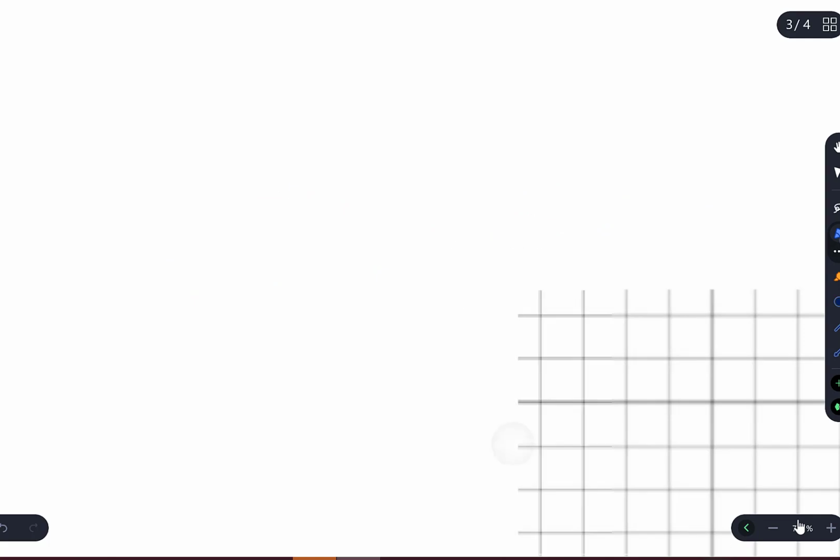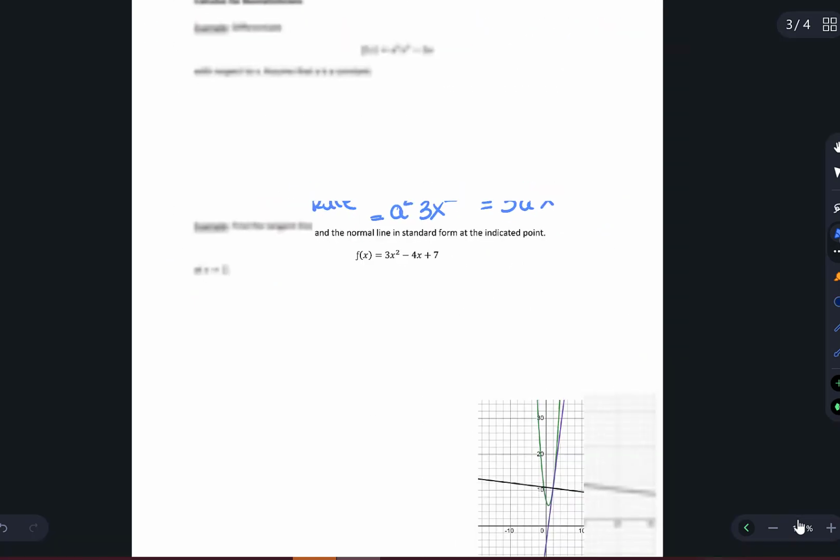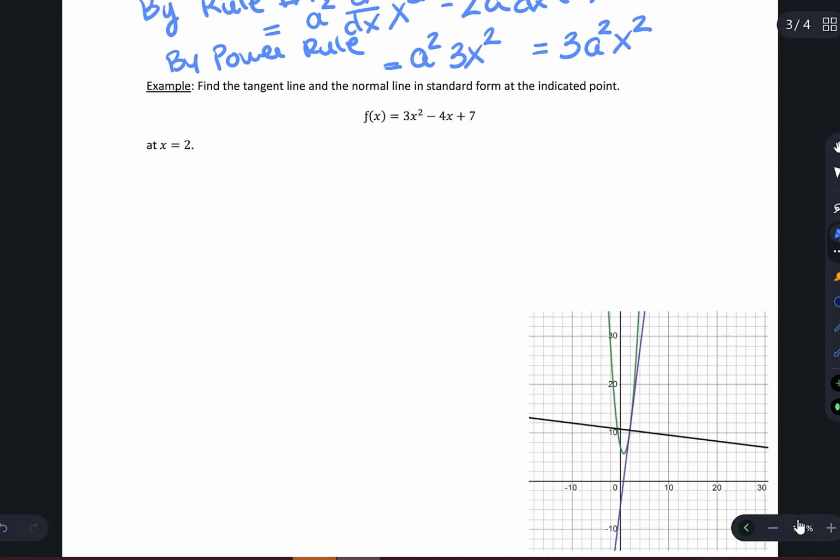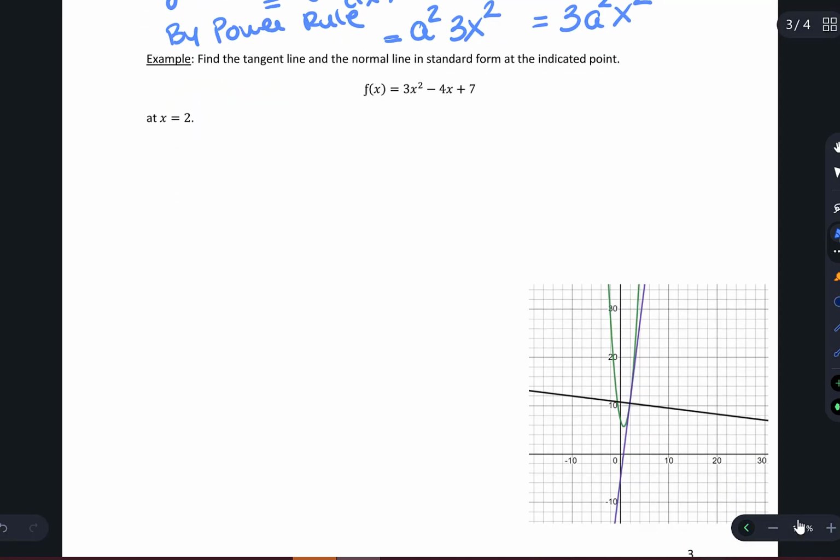In this next example, we're going to find the tangent and the normal line, and I'll define what a normal line is here in just a second. Its standard form at the indicated point. So remember that in order to find a tangent line, or to find any line really, we need to know what the slope of that line is going to be. And we know that the derivative is the slope of the tangent line. So to start out here, the very first thing I'm going to do is take a derivative.